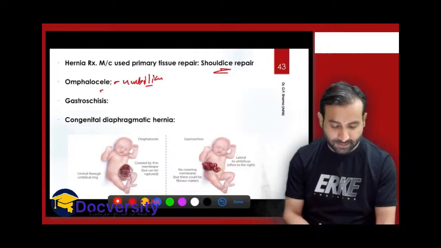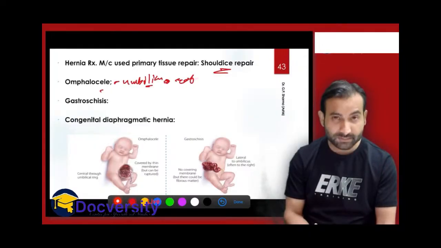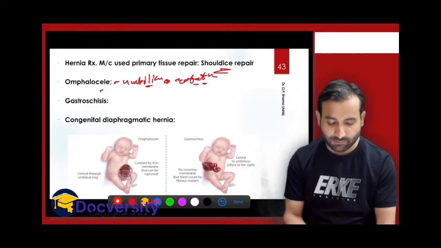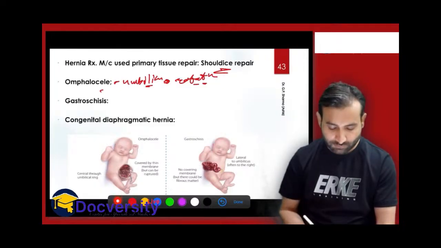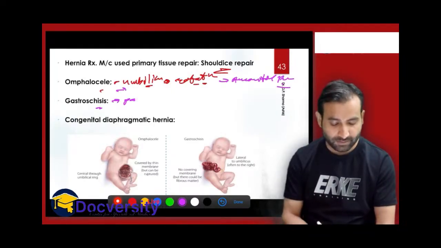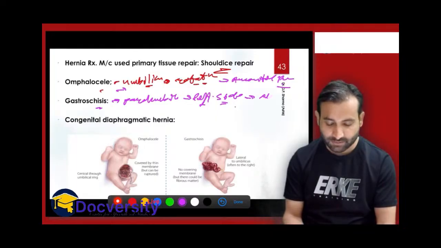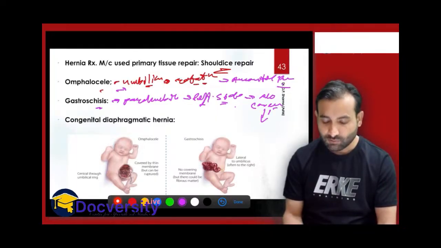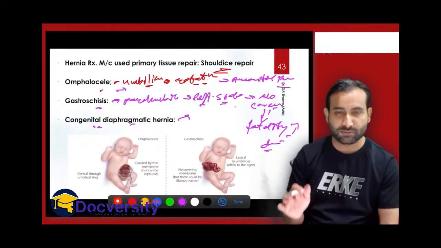Omphalocele is coming from the umbilicus, and it is because of the rotation failure during embryology, right? So rotation failure, and it has the amniotic sac covering. It has the amniotic sac and peritoneal covering over there. And gastroschisis, it is para-umbilical, not umbilical, para-umbilical, and commonly on the left side, okay? And it has no coverings. The chances of fatality are more in case of gastroschisis because of the dehydration, because there is no covering, right?